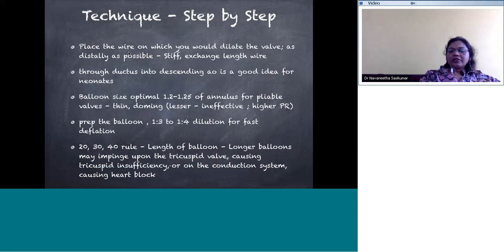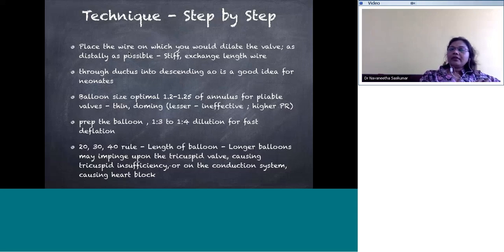Then your aim should be to place the wire over which you would dilate the valve as distally as possible. The more distally you place it in the PA, the more stable will be your balloon dilatation catheter and the easier it is to position it across the valve. So the wire which is commonly used, or should be used, is a stiff exchange length wire for balloon dilatation, which should be compatible with your balloon size.